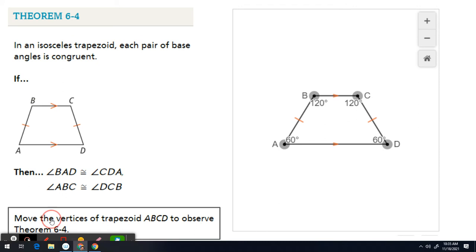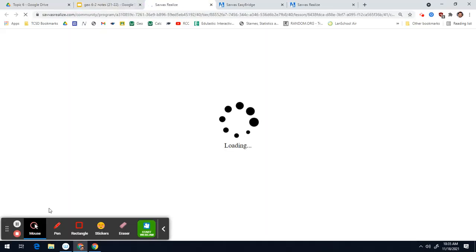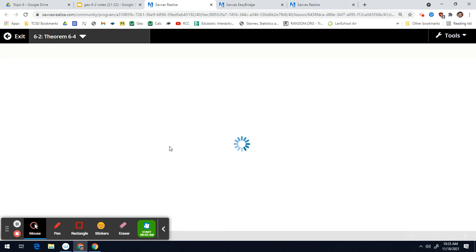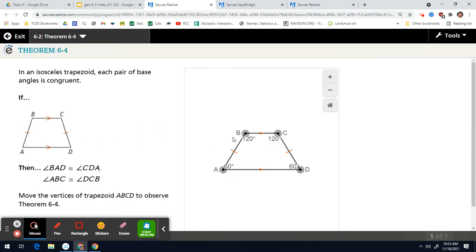If I go ahead and go to Savas and change it a little bit, you can see that as long as those sides stay the same, which they're going to, notice the congruence. Your base angles stay congruent. You can make it as small or as big as you want to, but it remains isosceles, and the angles on the bases are congruent.